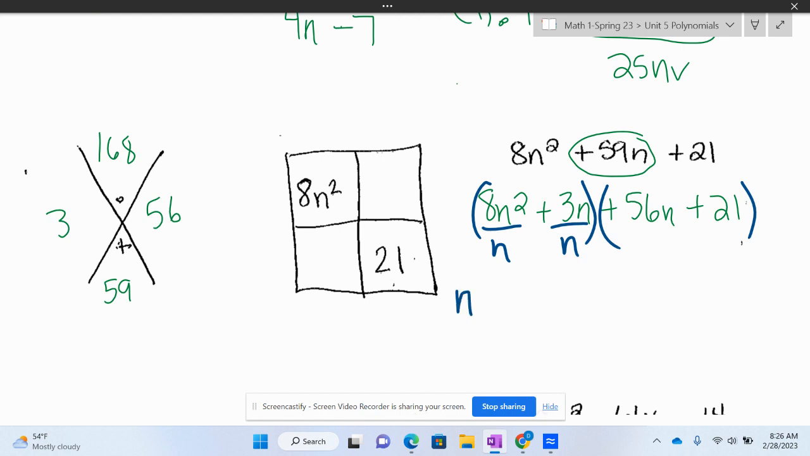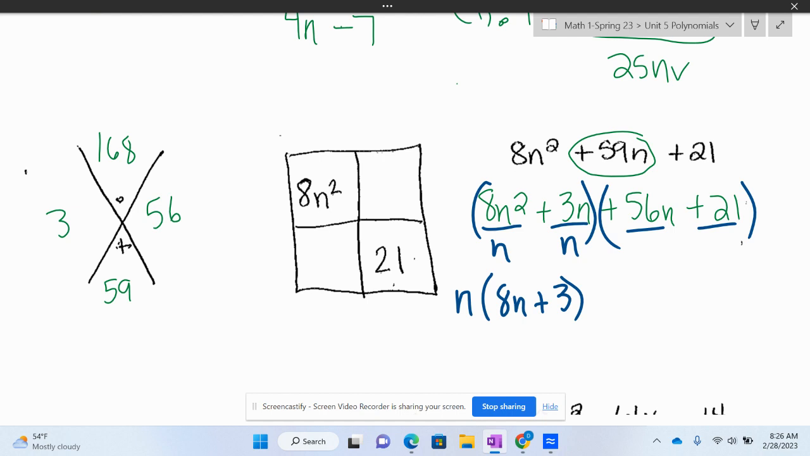When I take an n out, I'm left with 8n plus 3. 8n plus 3. We're on number 13, Zach. Number 13. Okay.